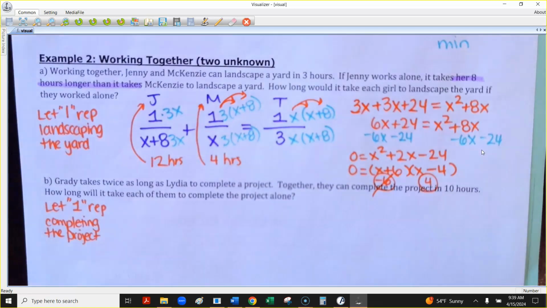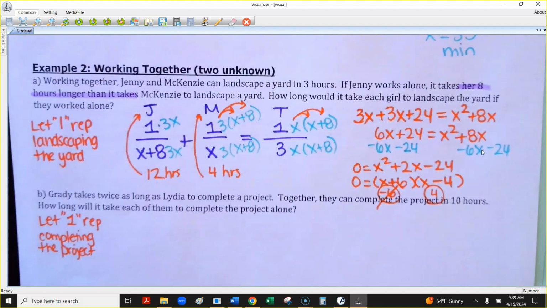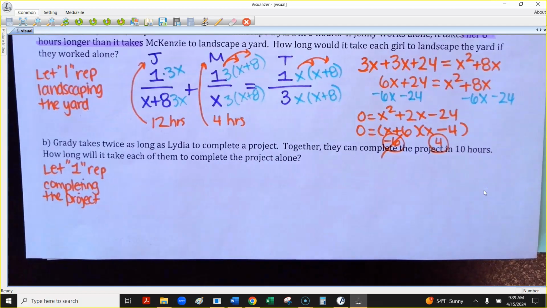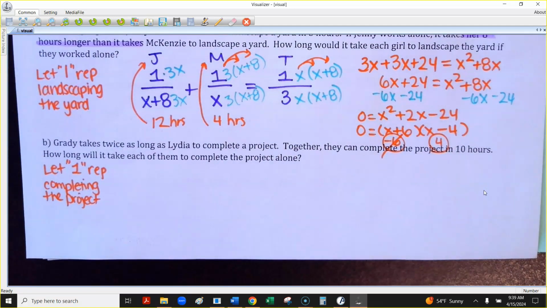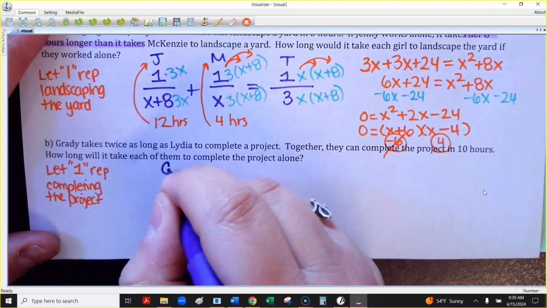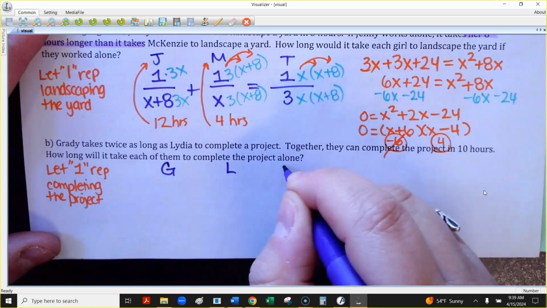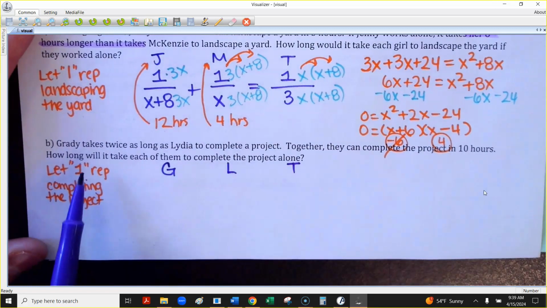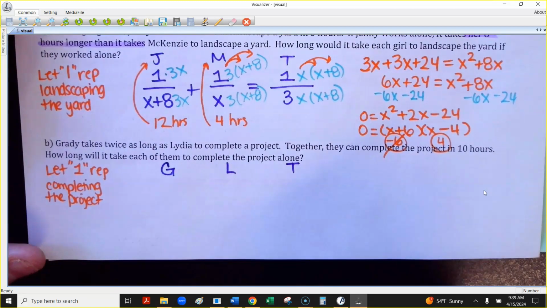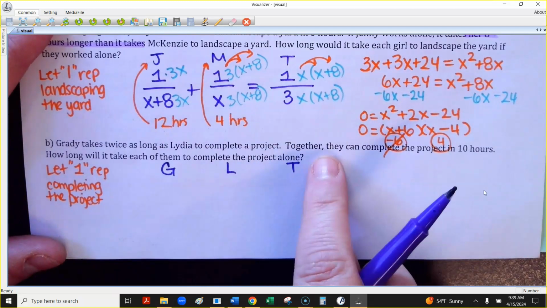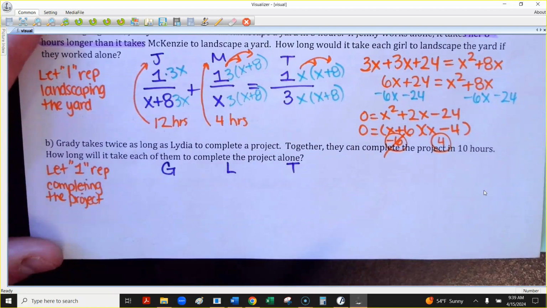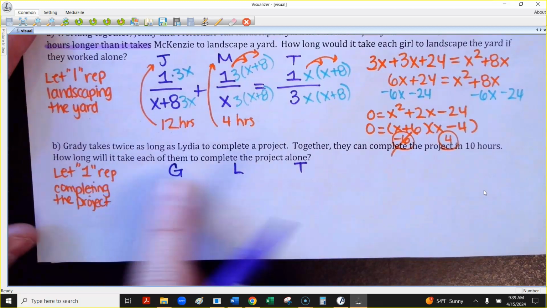Okay. This one's pretty similar, but just a little bit different wording. Now, this one I'm going to let 1 represent completing this project that I'm about to tell you about. It says Grady takes twice as long as Lydia to complete a project. Together they can complete the project in 10 hours. How long would it take each of them individually?